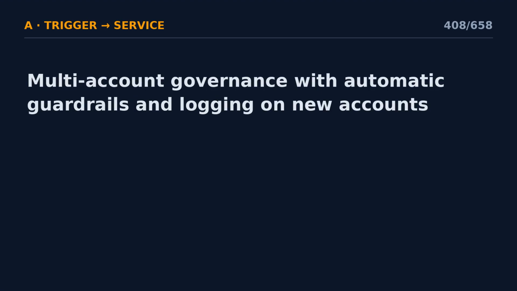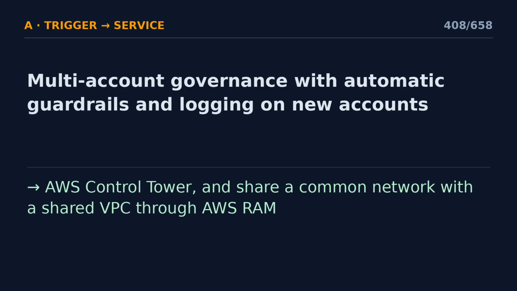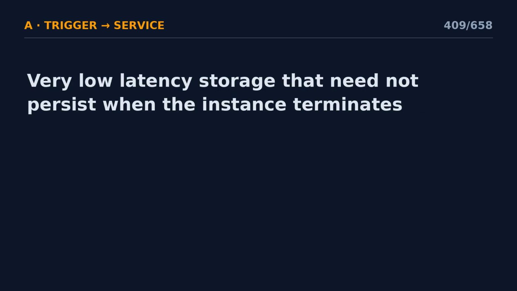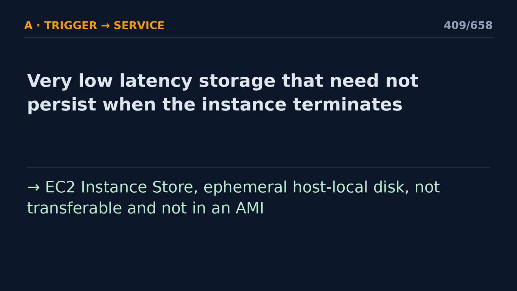Multi-account governance with automatic guardrails and logging on new accounts. Answer: AWS Control Tower, and share a common network with a shared VPC through AWS RAM. Very low latency storage that need not persist when the instance terminates. Answer: EC2 instance store, ephemeral host-local disk, not transferable and not in an AMI.